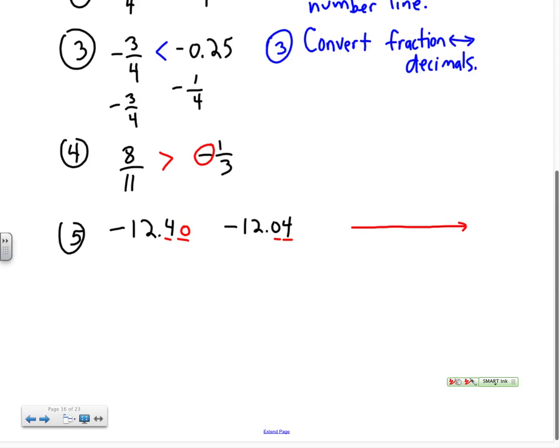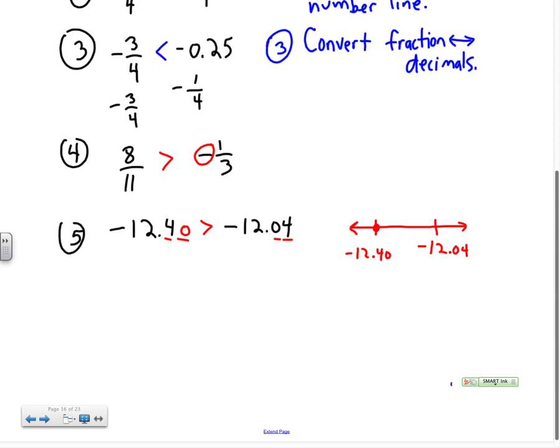If I think about a number line, I know negative 12.04 would come before negative 12.40. And the number farthest to the left is less, so this one's farther to the left. So negative 12.4 is less.